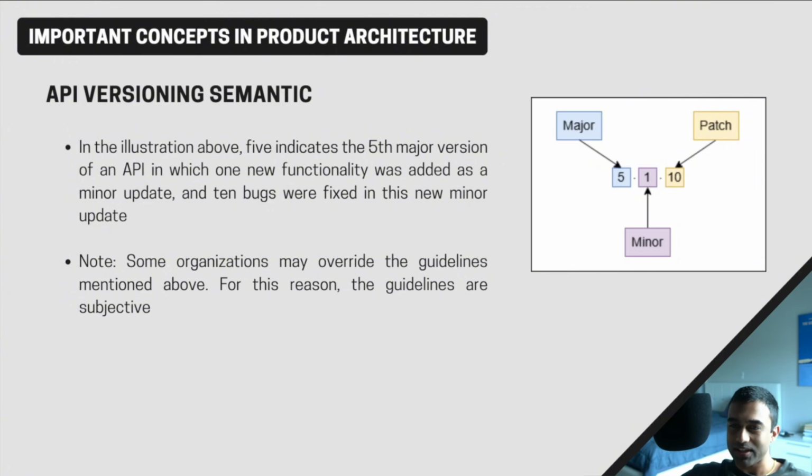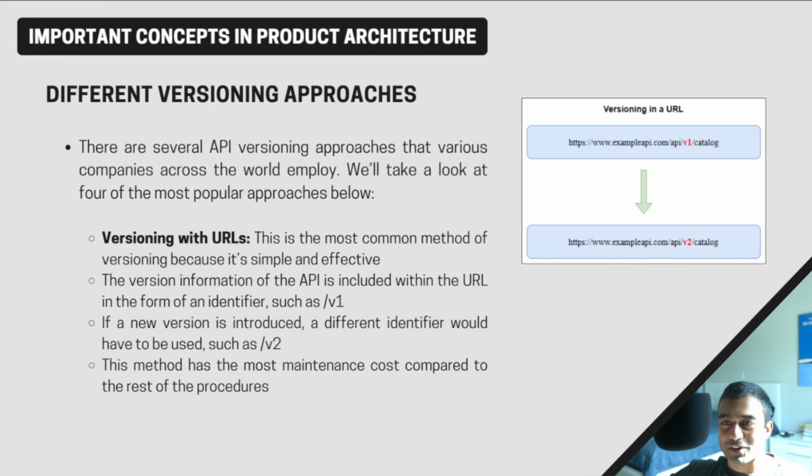And note that some organizations may override the guidelines mentioned above. For this reason, the guidelines are subjective, right? So let's talk about different versioning approaches. There are several API versioning approaches that various companies across the world employ. So we'll take a look at the 4 most popular approaches below. So firstly is versioning with URLs. This is the most common method of versioning because it's simple and effective. The version information of the API is included within the URL in the form of an identifier such as v1.